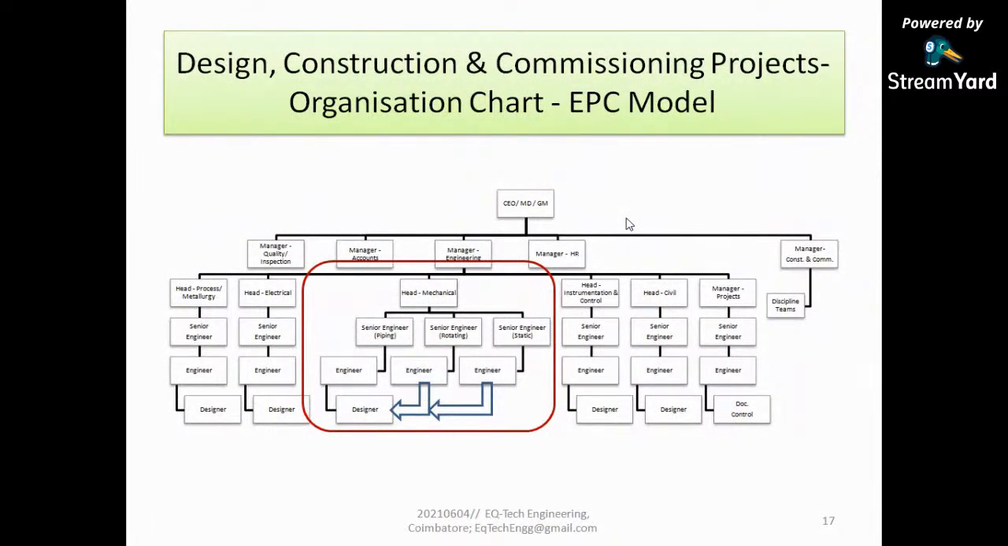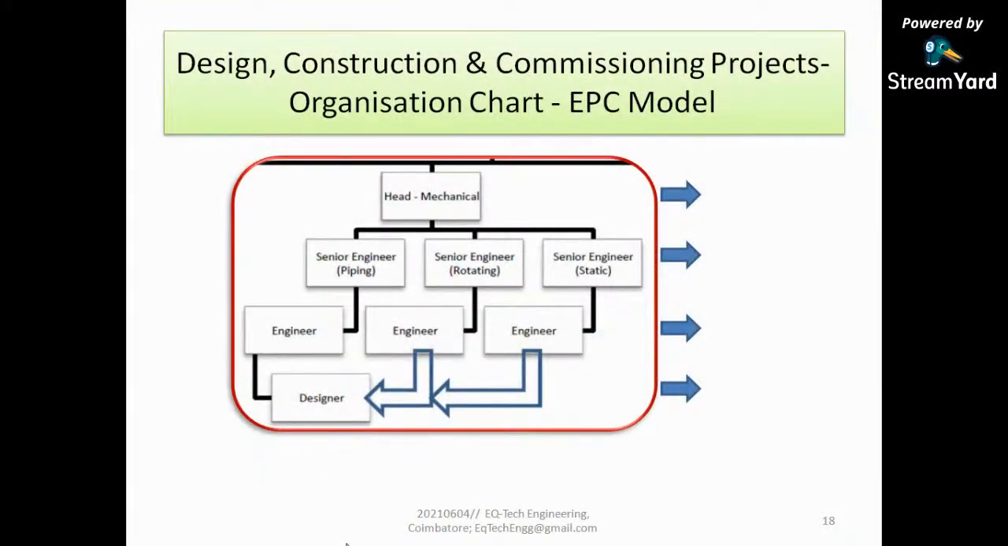This is a general model of organization, an organogram, in an EPC organization. This shows the top level, then the different disciplines, managed by managers under them. For example, if you go for mechanical, a head of mechanical will be there. Then under them there will be senior or lead engineers. Then under them there will be junior engineers. Then under them there will be designers. Designers are done by the diploma engineers. This is a common setup in all disciplines.